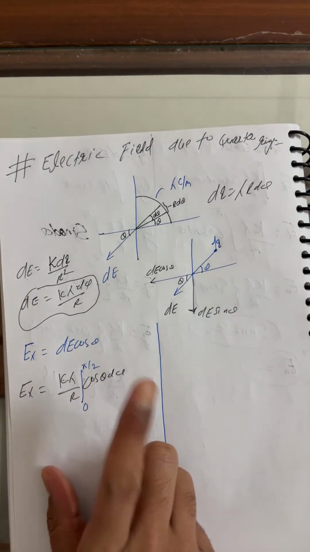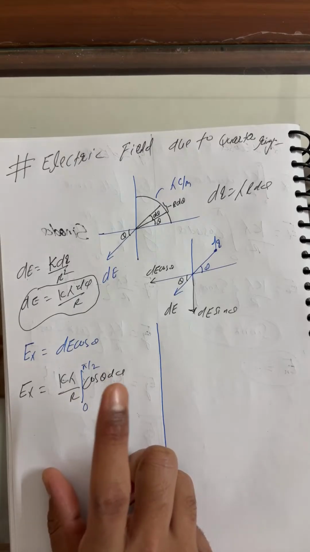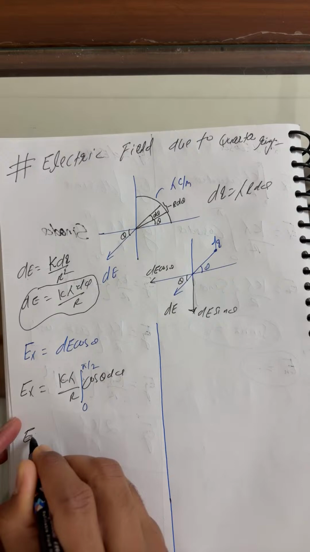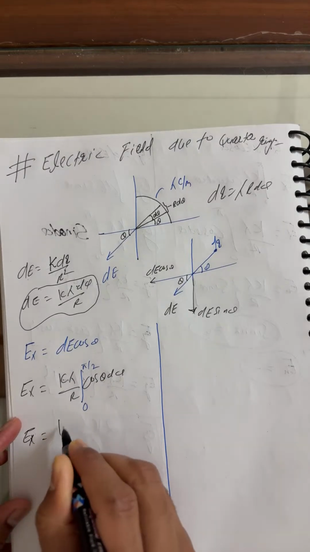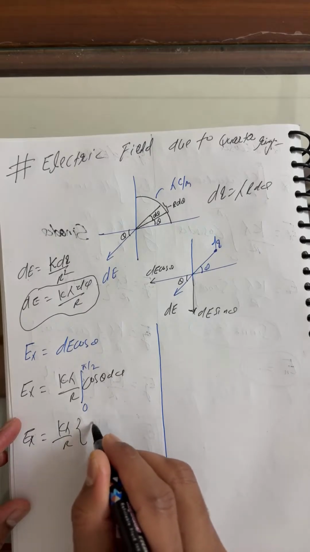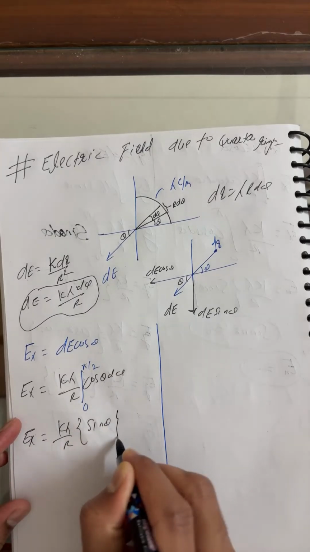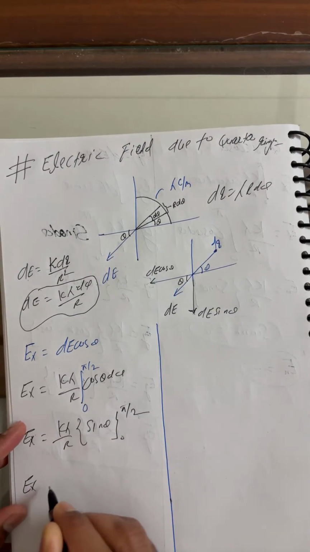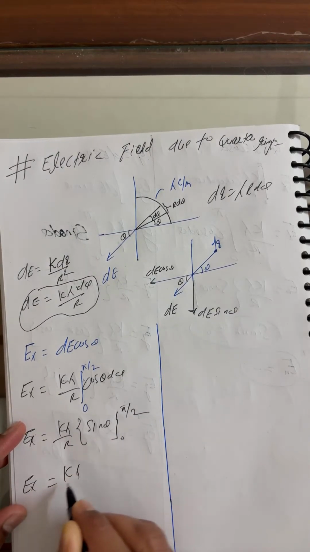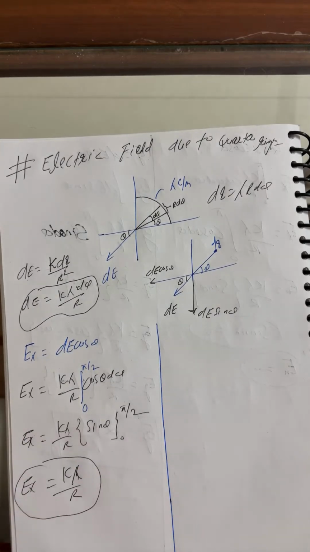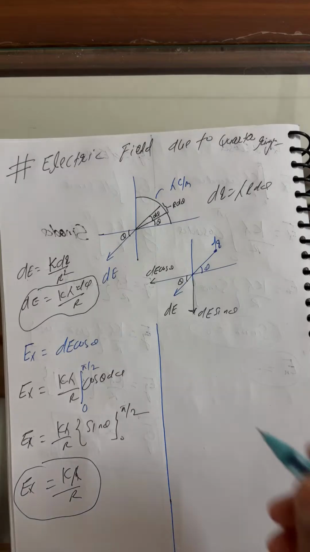Cos integration, don't forget, it's sin theta only. Don't forget, it's sin theta only. So Ex here: k lambda by r, cos theta integrates to sin theta, 0 to pi by 2. So what can we write here? Ex is k lambda by r.